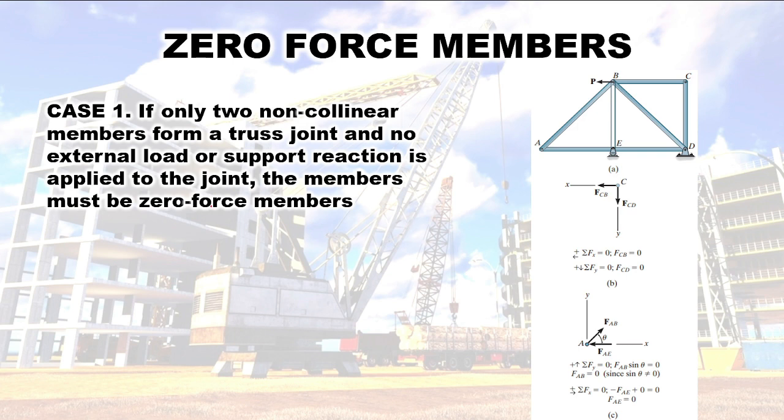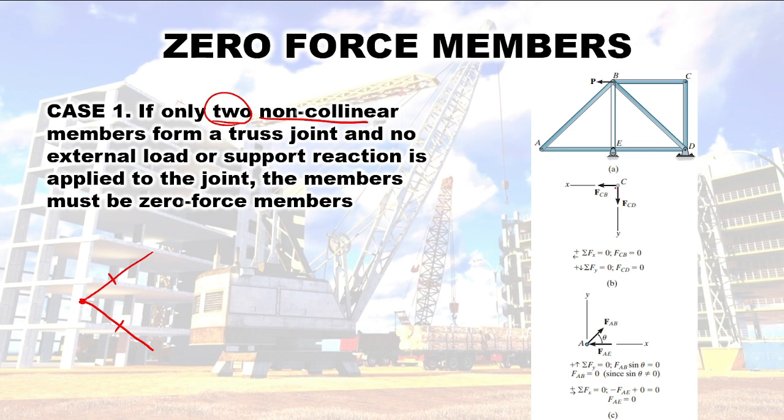In a joint, you should have two non-collinear members. Now, how can I say that it is non-collinear? So, if our members don't form a straight line, therefore, it is non-collinear. Say, for example, this one and this one. This is my joint. So, this member and this member don't form a straight line. Therefore, they are non-collinear members.